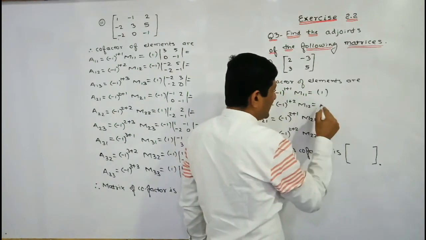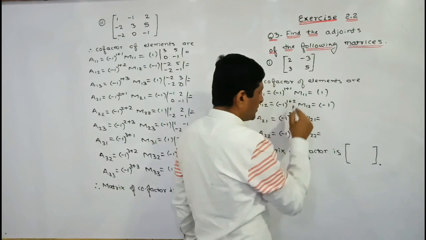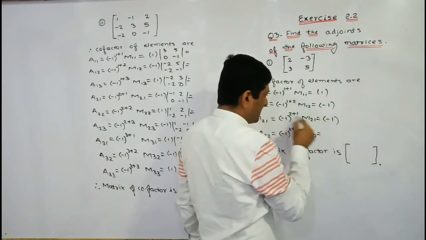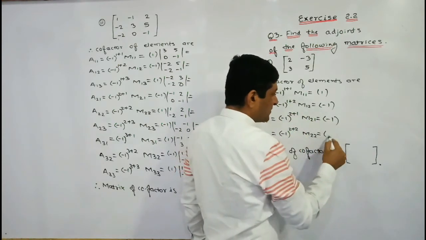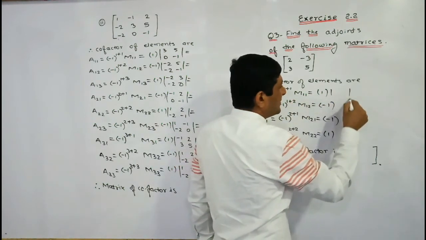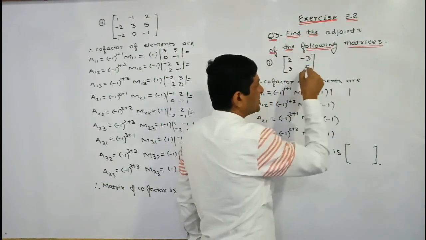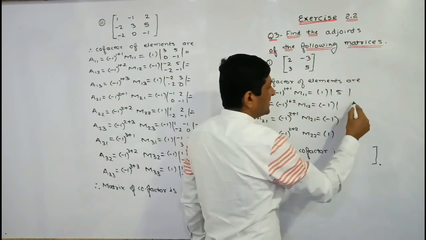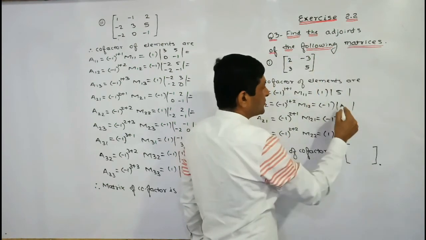Then here we are getting -1 since power is odd, here also -1 since power is odd, and here power of -1 is even, so we are getting +1. Now to obtain the element of this determinant, delete first row, first column. Here we will get 5. Here delete first row, second column, so we will get 3.